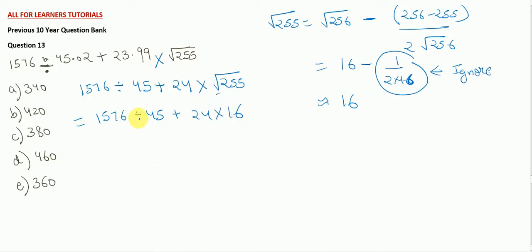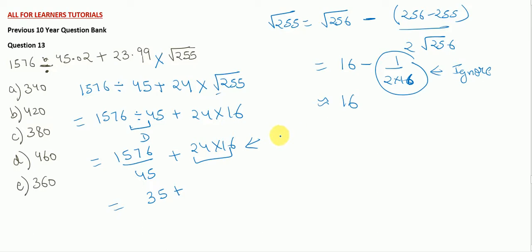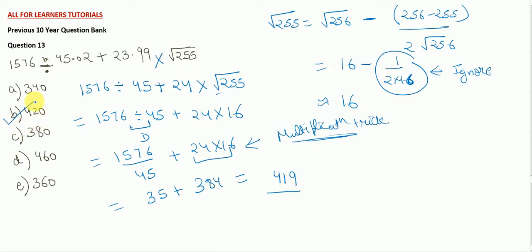Okay. Now apply the BODMAS. Division first: 1576 upon 45 plus 24 into 16. Calculate it. You will get it as 35 plus 24 into 17. Apply the multiplication trick here. Okay, apply the multiplication trick and you will get it as 384. Now just add them. 34 plus 384 is what? 419. 419 is nearest to option number B. So your answer is option number B, that is 420.